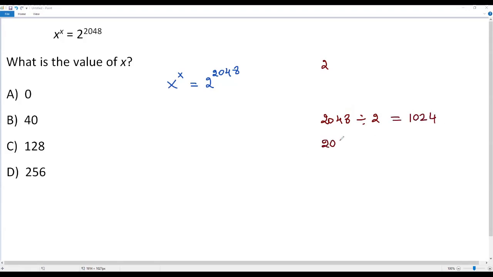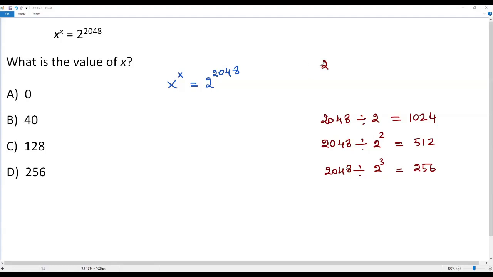And also 2048 can be divided by the second power of 2, that is 2 to the second power, which is just 4. When I divide 2048 by 4, I am getting 512. And also we can divide 2048 by the next power of 2, that is 2 to the power of 3, which is 8. When I divide it by 8, I am getting 256.